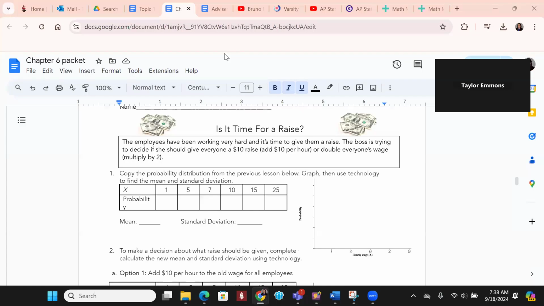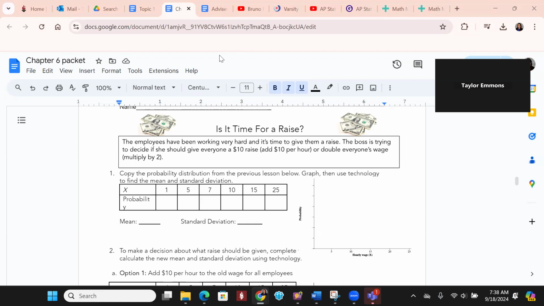So we are looking at employees who have been working very hard and it's time to give them a raise. The boss is trying to decide if she should give everyone $10, so add $10 per hour, or double everyone's wage, multiply by 2. Okay? We're going to copy the probability from yesterday's lesson onto this little table.